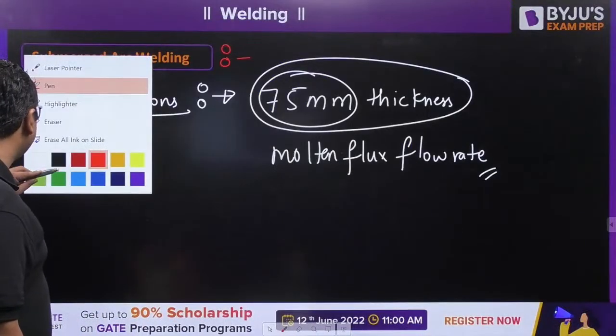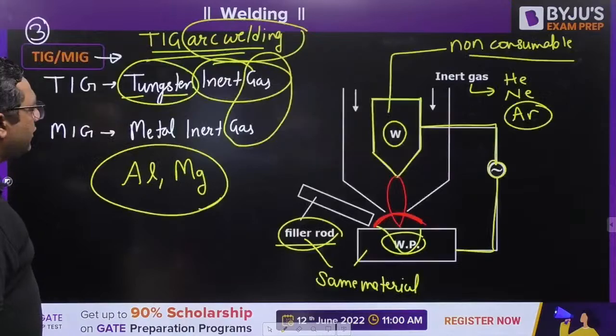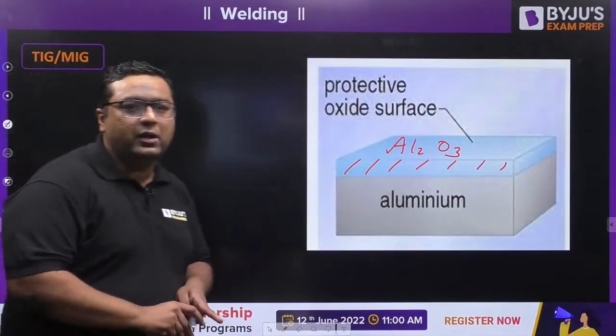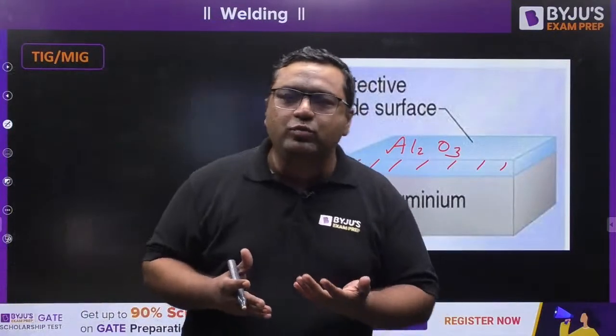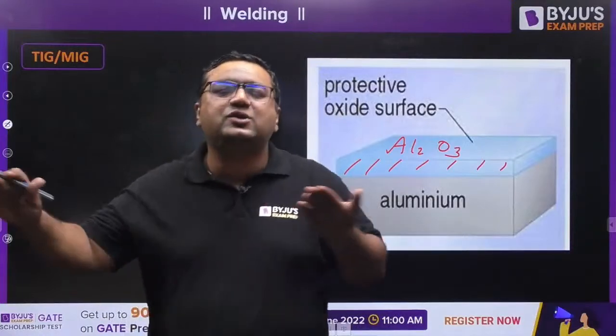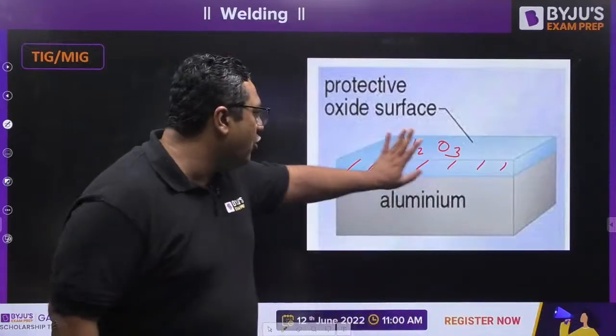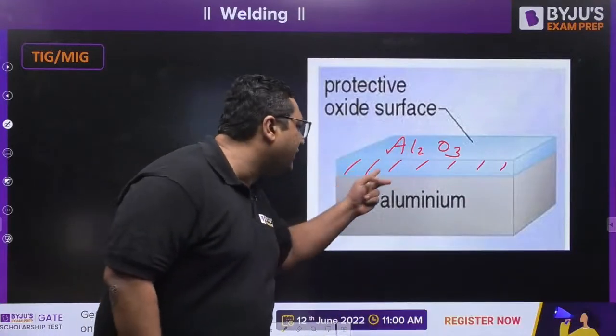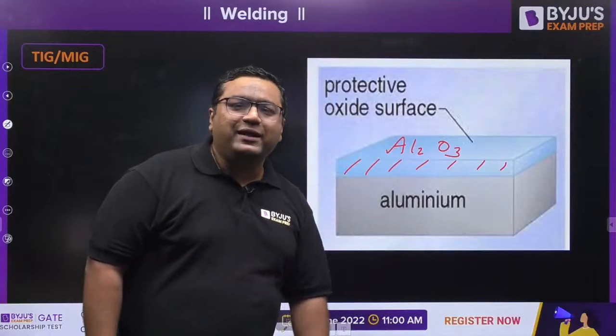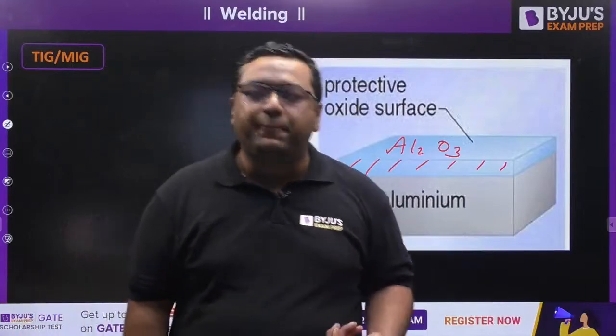So as I already said, my dear, we are going to weld here with aluminium and magnesium. Aluminium and magnesium at room temperature will have layers of oxides, which cannot be welded. If you want to weld it, these layers need to be removed. So my dear, what are we going to use for that purpose?